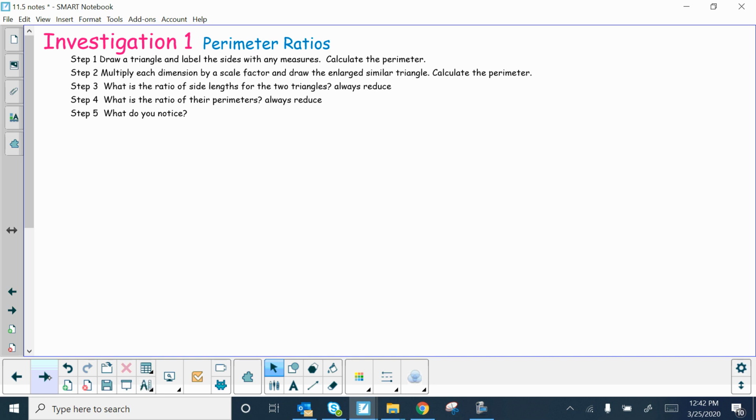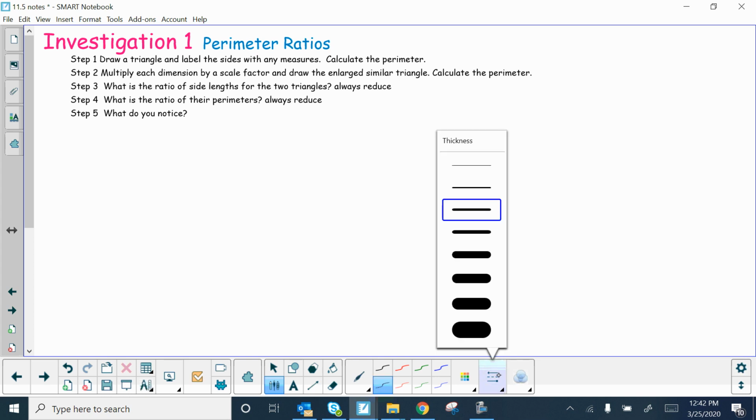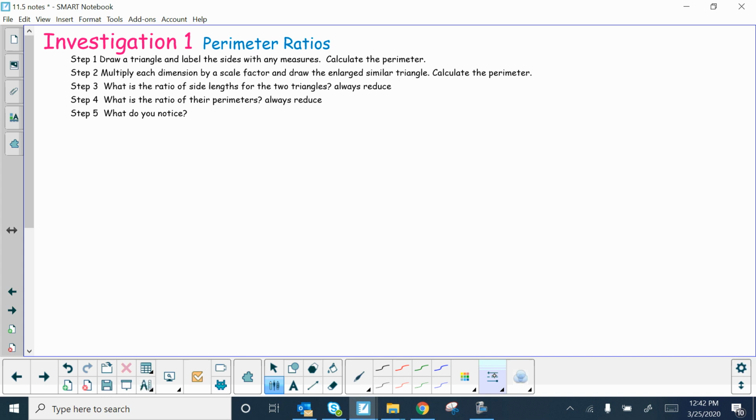So it says draw a triangle and label the sides with any measures, and then you're going to calculate the perimeter. Then you're going to multiply each dimension by a scale factor. So you get to pick that scale factor. So let's start off with a small triangle. Let's say this is 3, this is 4, and this is 6. Okay, so this perimeter is going to be 13.